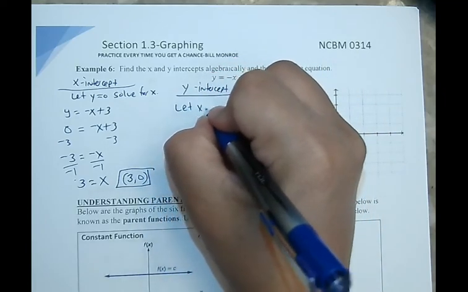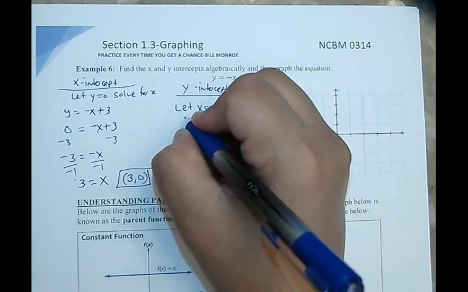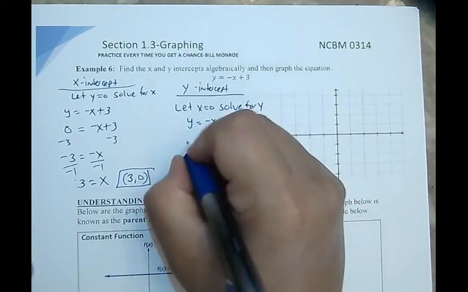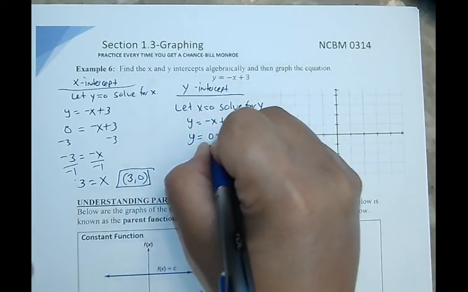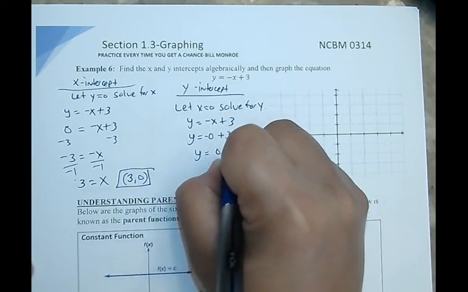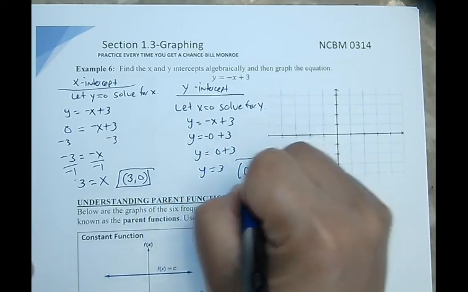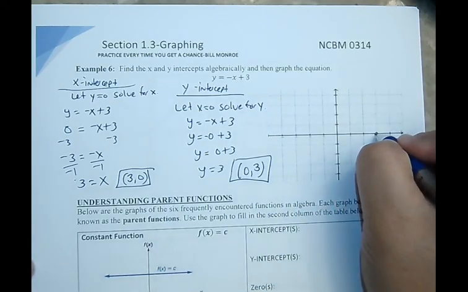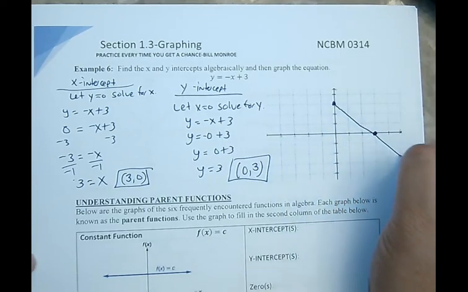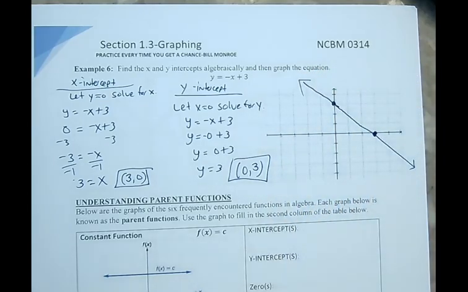So for the y-intercept, we let x equal 0 and solve for y. So y is equal to negative x plus 3. We're going to let x equal 0. So y is equal to 0 plus 3, which is 3. Plot the points. And so we connect our points. And that's going to be our line.